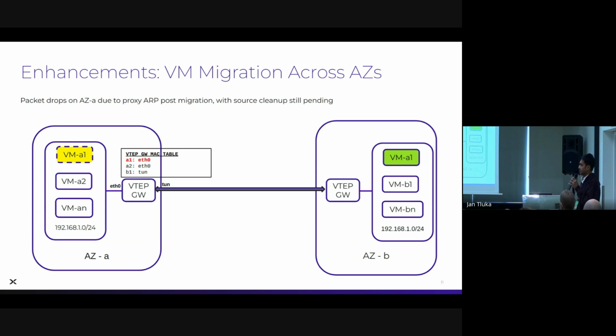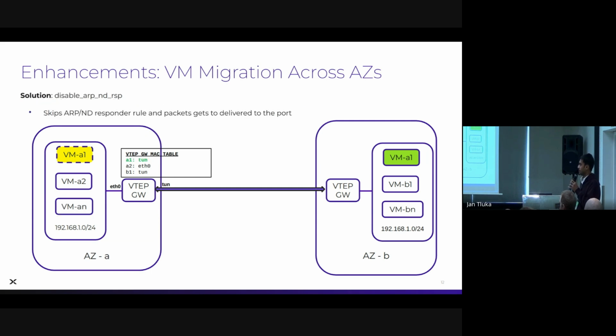So then the VTAP gateway MAC table will get polluted. It thinks the VM MAC A1 is still on this E0 port, when actually it should have been on this tunnel port since the migration is completed. So this also causes some packet loss, for whatever time it takes for CMSP to clean up these interfaces.